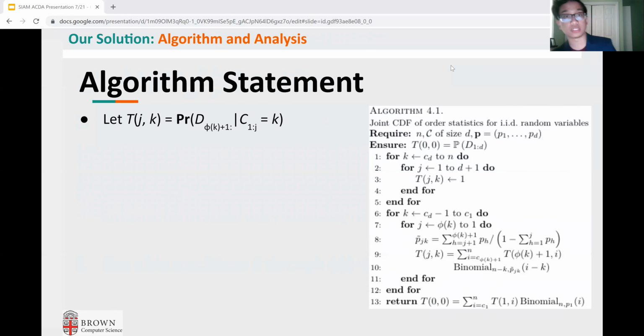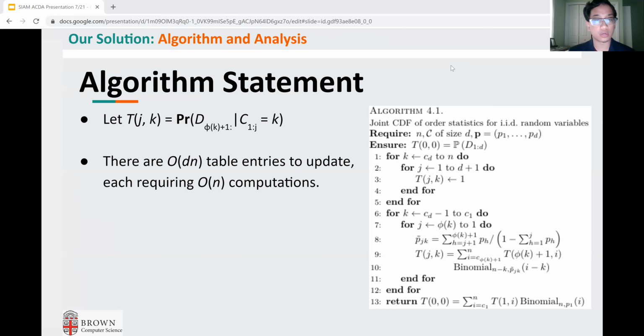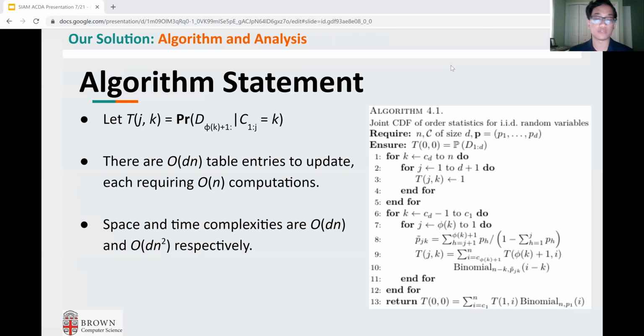And with our recurrence relation defined, we now give the formal algorithm, with t of j, k denoting the probability of satisfying the remaining bin conditions given k balls in the first j bins. The algorithm updates the entries of t in decreasing order of k, then in decreasing order of j. As there are O of dn table entries to update, with each requiring O of n computations as per line 9, the space and time complexities are given by O of dn and O of dn squared respectively.